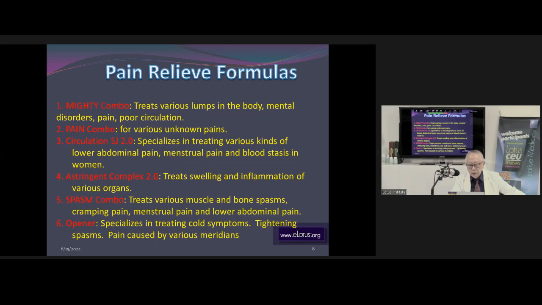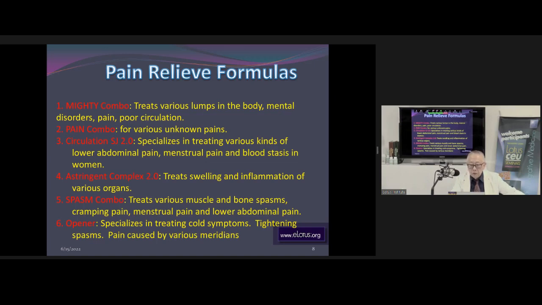And number four is the most distinguished design for me. Astringent complex treats swelling and inflammation of various organs. And how do we know there's an inflammation or swelling condition in the body? Then you have to rely on your pulse diagnosis. If you're not so good at pulse diagnosis, then the ear point will give you good clues for that. It would be better if you would learn my pulse diagnosis system.